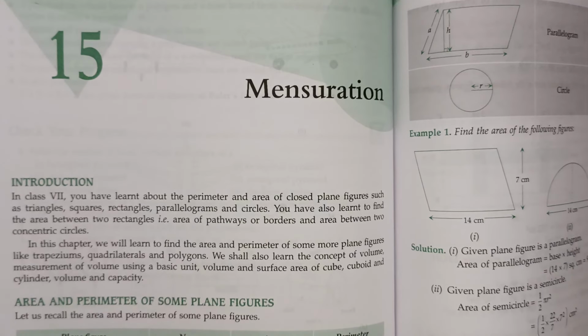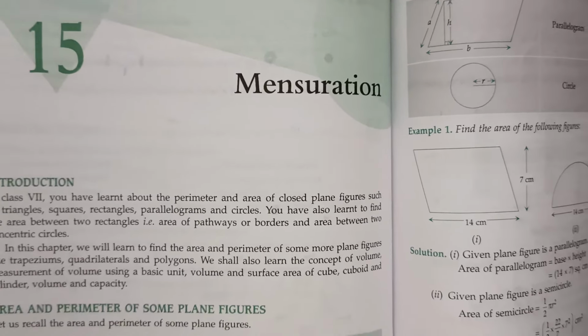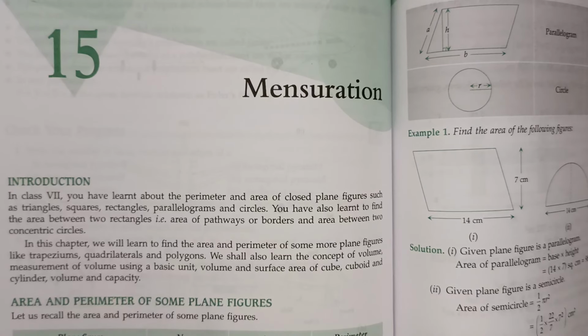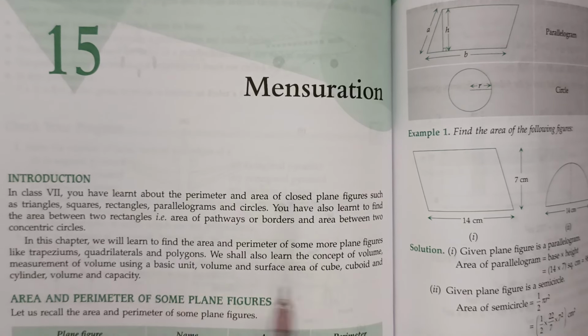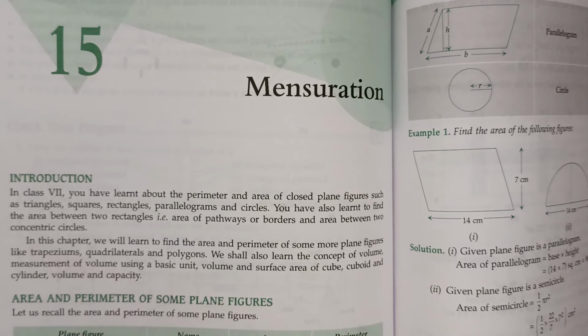Hello dear students. Today we will start with a new chapter, that is chapter 15, mensuration. In class 7th you have learnt about the perimeter and area of closed plane figures. In this class, you have learnt about squares, rectangles, triangles, parallelograms and circles.